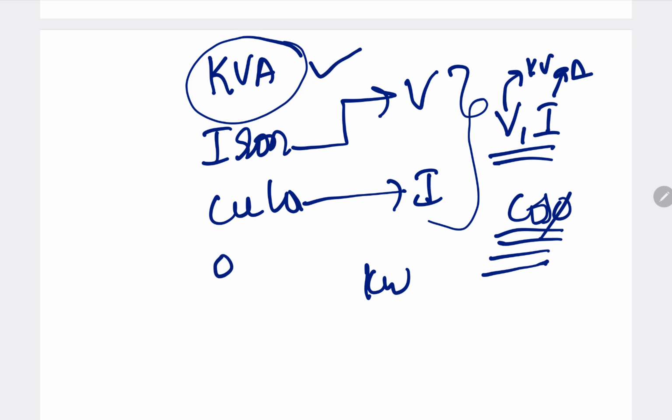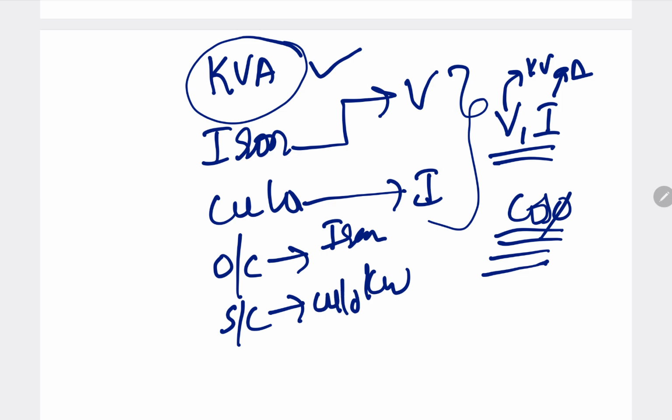On the transformer we conduct the OC test to determine the iron losses, and the SC test to determine the copper losses. In the transformer core, iron losses will occur. In the transformer winding, copper losses will occur. To reduce iron losses, that is eddy current losses, the transformer core is laminated. And to reduce the hysteresis losses, the transformer core is made up of material with a low hysteresis coefficient. So these are some very important points related to the transformer.